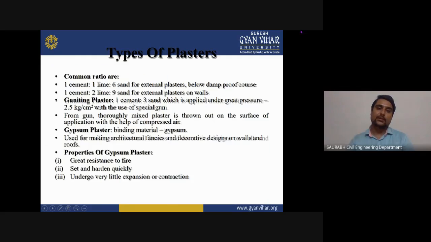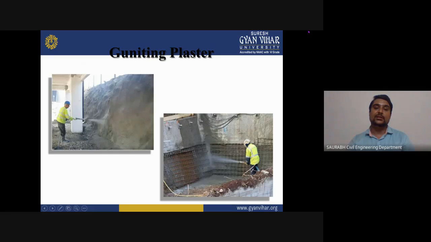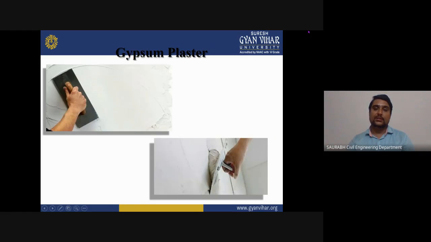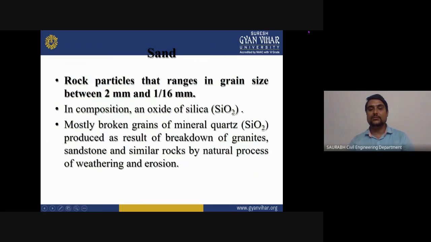Now here are some common types of plaster, known as gunting plaster and gypsum plaster, and there are also some properties of plaster. Gypsum plaster has great resistance to fire, sets and hardens quickly, and undergoes very little expansion or contraction. And you can see here this is gunting plastering, which is used for the preparation of high reinforcement work. And this is an image of gypsum plaster, as you can see here.